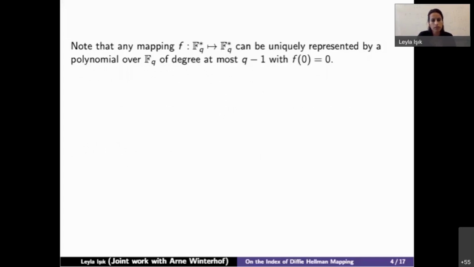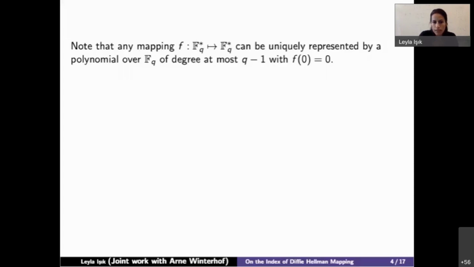This is again a self-mapping, but now our group is the multiplicative group of the finite field F_q star. If we have a self-mapping f over F_q star, we know that any mapping is uniquely written by a polynomial of degree at most q minus 1 with constant term 0 by Lagrange interpolation.